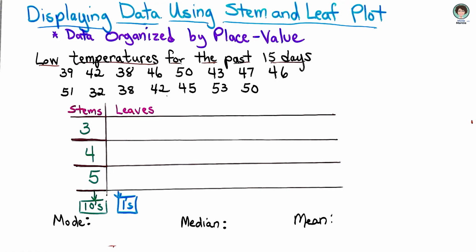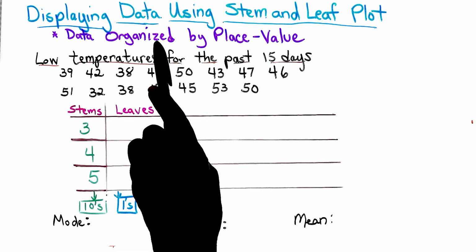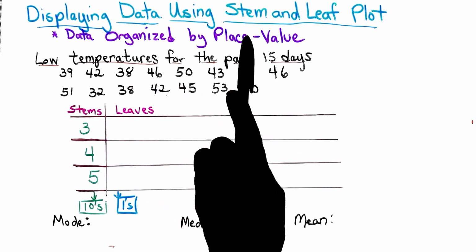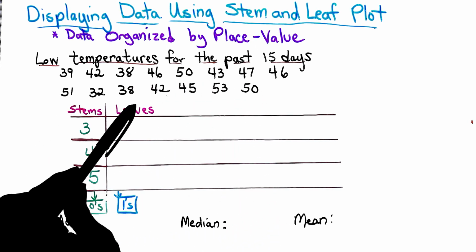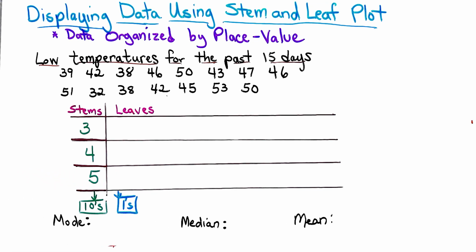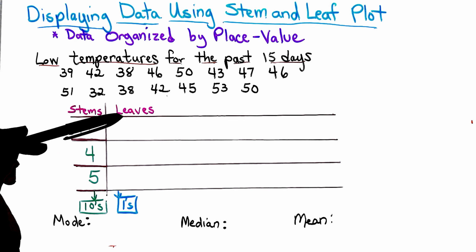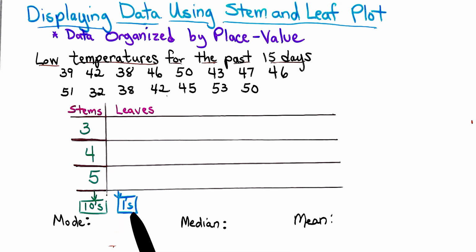In this lesson, we are going to be displaying data using a stem and leaf plot. When we do that, our data is organized by place value. So let's just look at what a stem and leaf plot looks like. Notice my stems are on the left, and that stands for tens. So that 3 actually is a 30, 40, 50.